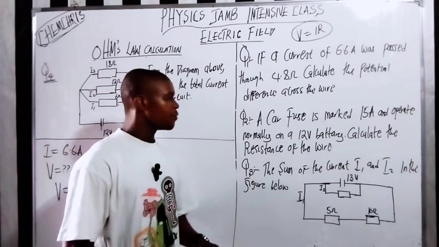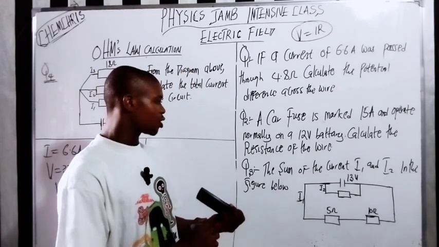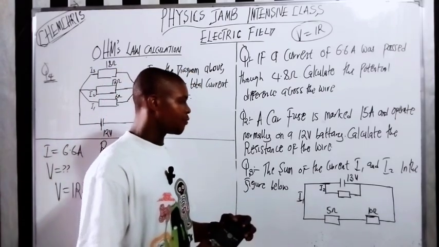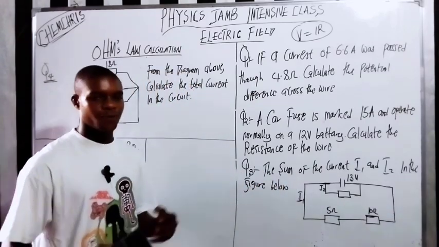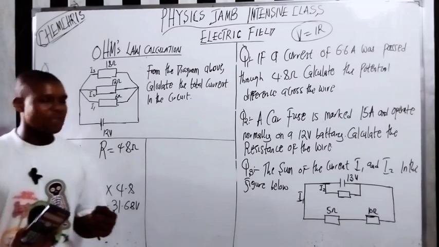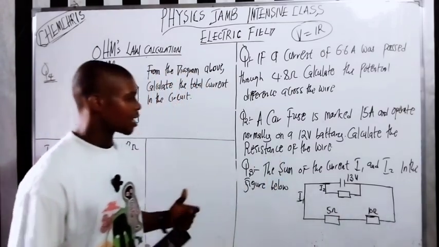A car fuse is marked 15 amperes and operates normally on a 12-volt battery. Calculate the resistance of the wire. I believe you should be able to solve this kind of question yourself, right? So pause the video and see how you can solve this question.